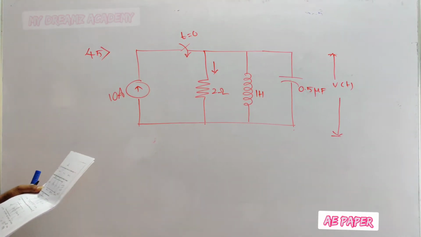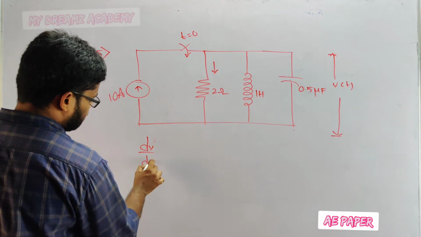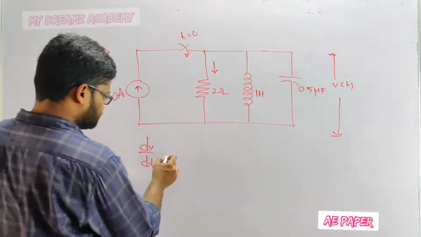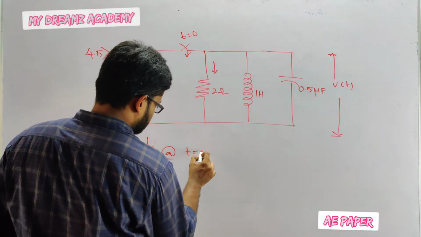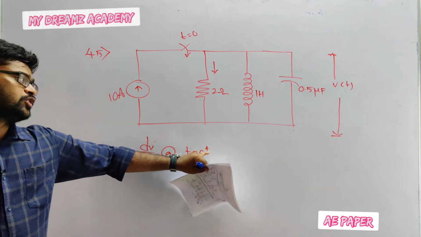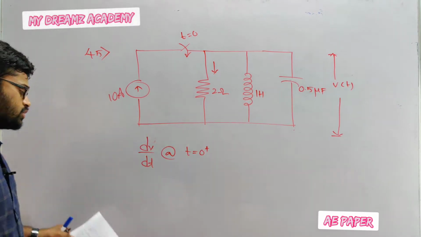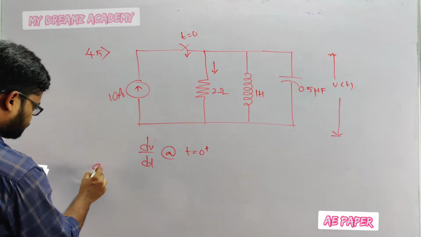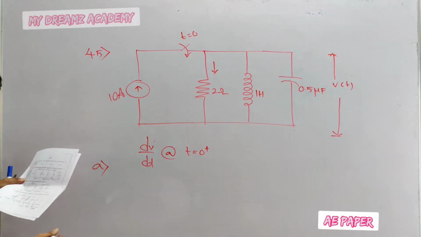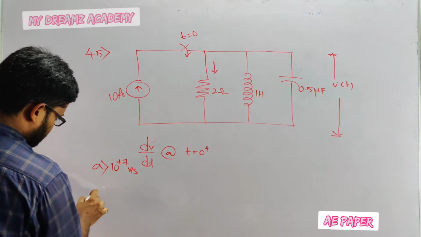What is the value of dv by dt? Voltage is this one, dv by dt at t equals 0 plus, after the switch is closed. 0 plus is nothing but after switch closing. So option A, that is 10 power 7 volt per second, the unit of dv by dt being volt per second.